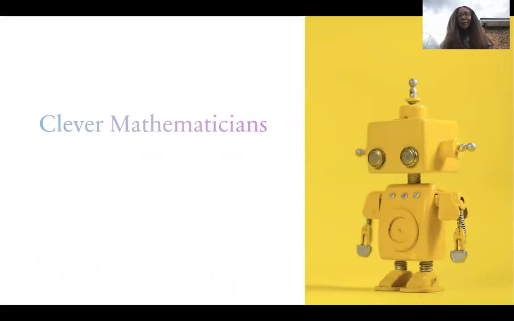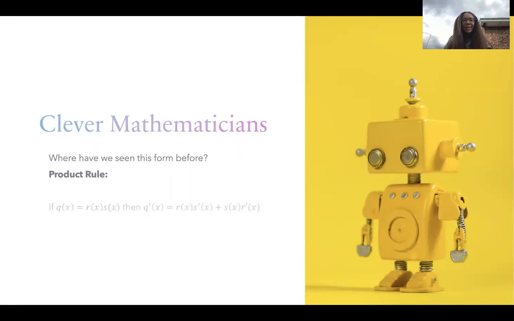Well, in come the clever mathematicians, right? And they say, wait a second, this is a weird form, but we've seen this before. Where have we seen this before? And of course, it's our product rule, right? Well, how does that happen? Well, if q of x is equal to the product of two functions, r of x and s of x, right? Then the derivative of q of x is the first function r of x times the derivative of the second, so s prime, plus the second function s times the derivative of the first, r prime.